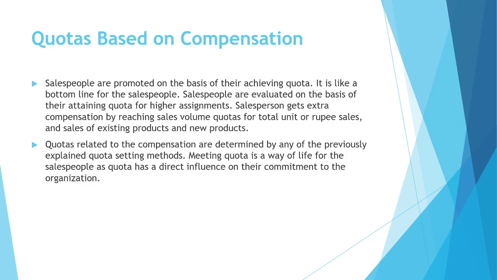Quotas based on compensation. Salespeople are promoted on the basis of their achieving quota. It is like a bottom line for the salespeople. Salespeople are evaluated on the basis of their attaining quota for higher assignments. Salespersons get extra compensation by reaching sales volume quotas for total unit or rupee sales and sales of existing products and new products. Quotas related to the compensation are determined by any of the previously explained quota setting methods.